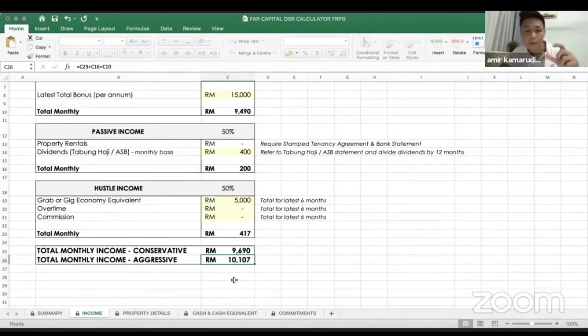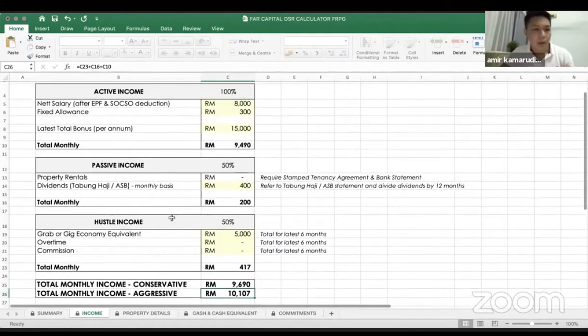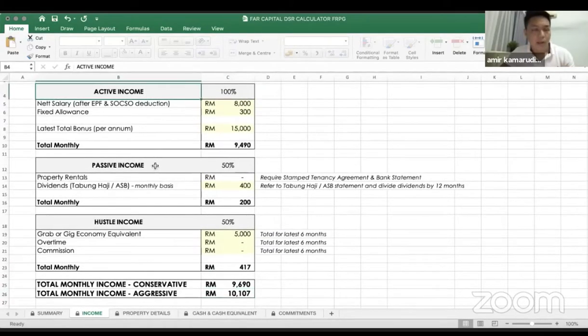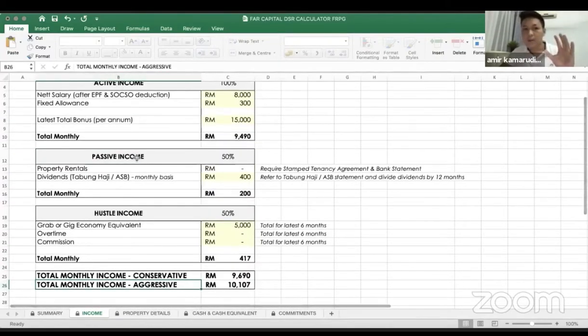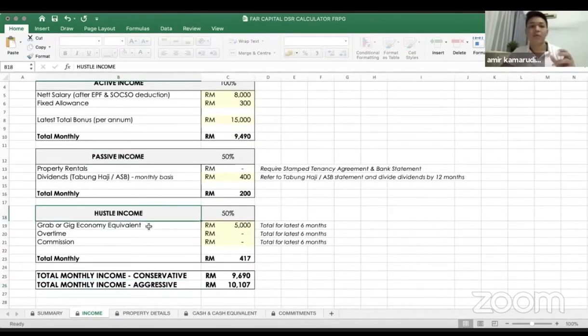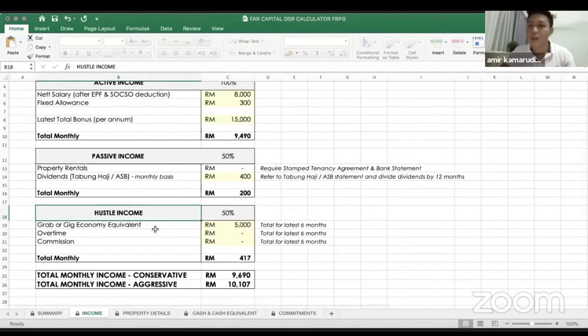Now the difference between conservative and aggressive is that conservative will look more towards active income and passive income. These two they will take serious consideration. But aggressive will look at active and passive income too, but they take hustle income into consideration quite seriously as well. So side income is also looked at, or put into attention. That's why they call it aggressive income.